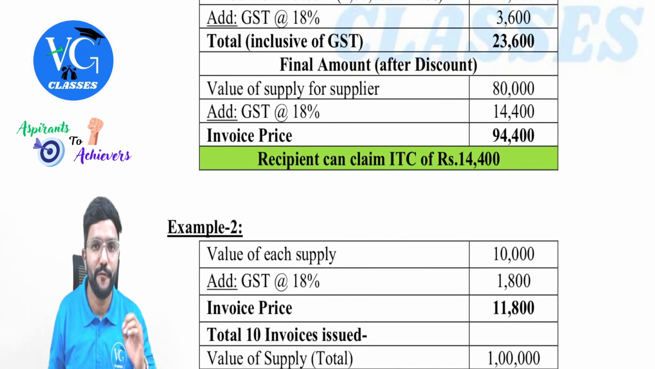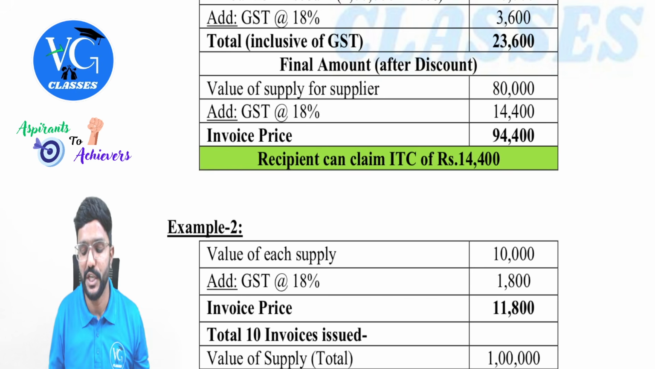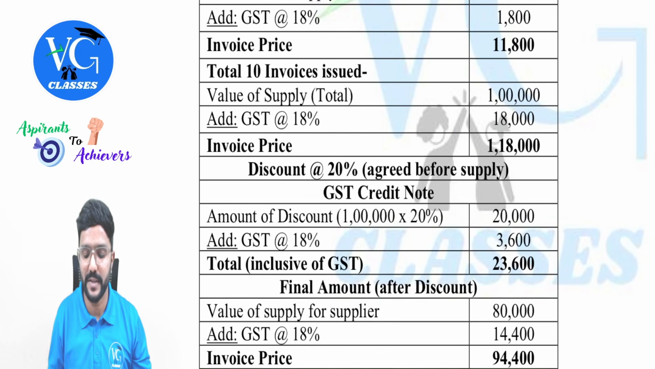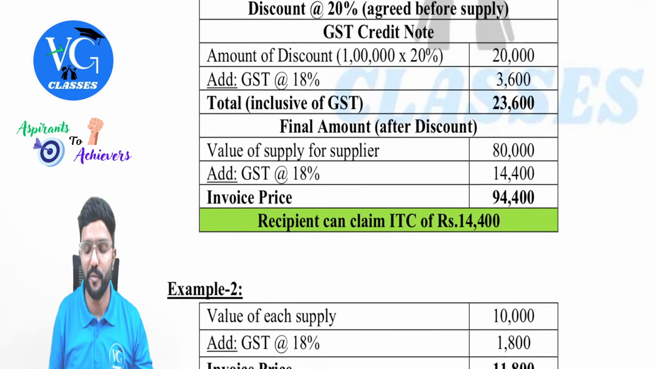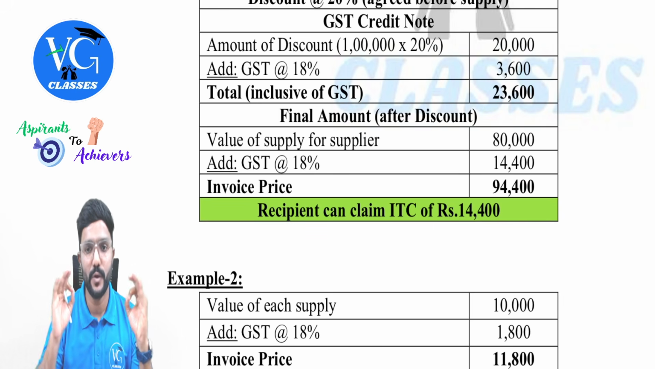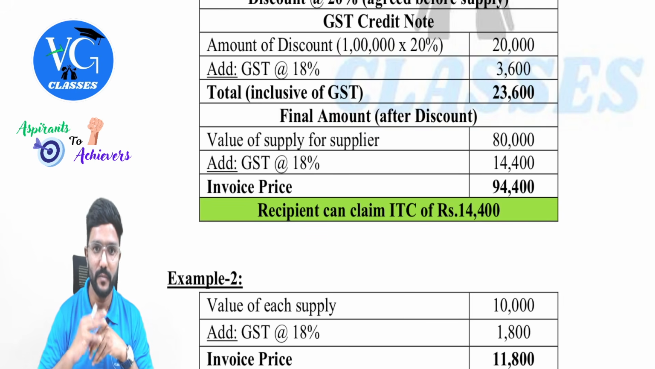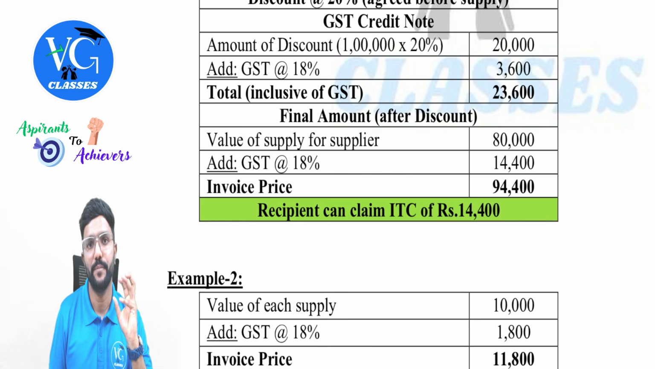So you can see for the supplier, value of supply would be 80,000. On that, GST liability is 14,400. Actually, GST liability was 18,000, but due to credit note, now it is getting reduced to how much? 14,400. So the output tax liability of the supplier will get reduced to 14,400. So the invoice price of the supplier is 84,400.